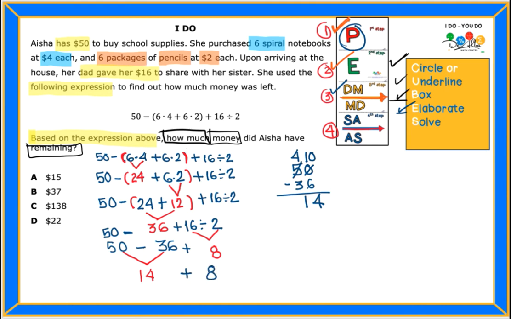Great. Now we only have one operation, and that is 14 plus 8. And you know what is 14 plus 8? That's going to give us a 22. Great job, guys. So this is our answer, and we're going to look at the choices, and we found our answer. It is choice D.